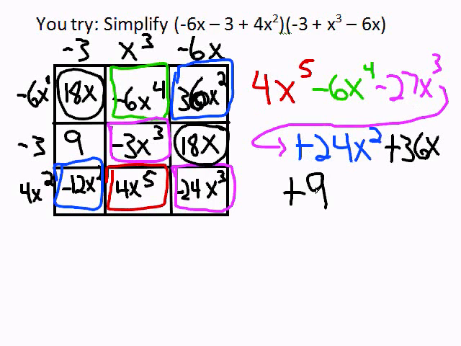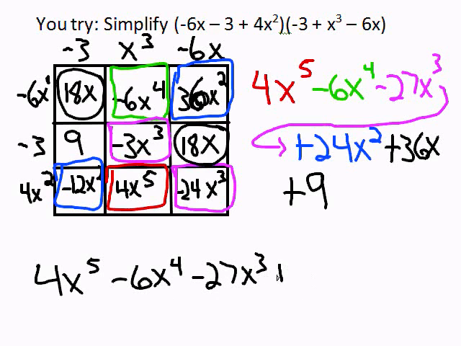I can't combine any of these terms because they're not like terms. They're all x's, the first 5 terms, but they don't have the same exponent, so I can't combine them. So in one color, I'm going to write my final answer: 4x to the fifth minus 6x to the fourth minus 27x to the third plus 24x squared plus 36x plus 9.